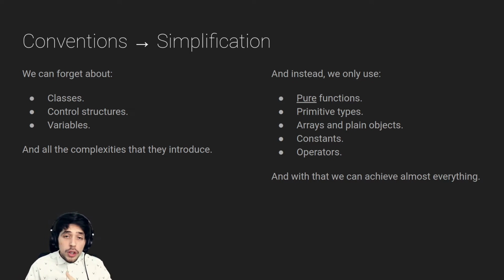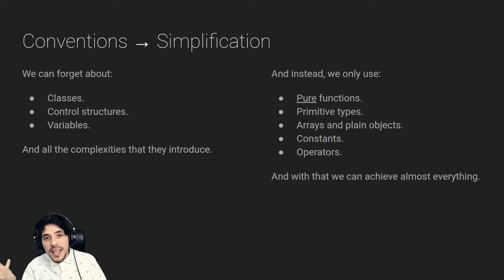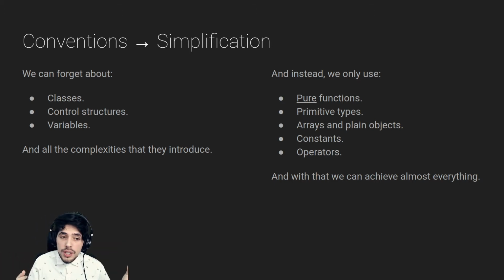So all the rules we have in order to achieve functional programming in JavaScript are basically to just forget about some stuff that makes JavaScript development harder, okay? So basically, how do we make JavaScript functional programming? We make JavaScript an easier programming language by just removing the hard stuff, okay? So in order to achieve this simplification, we can just forget about stuff like classes, control structures, or variables.